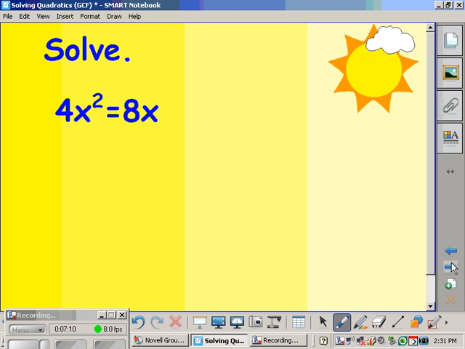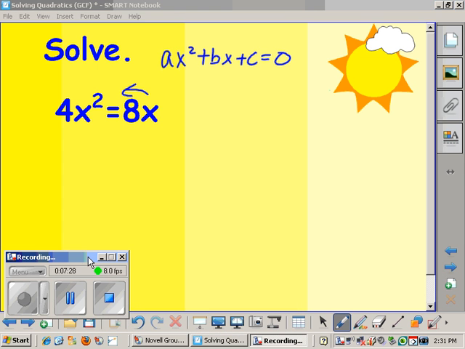In our next problem, we have 4x squared equals 8x. We want to write this in standard form, which would be ax squared plus bx plus c equals 0. So in other words, all of our terms need to be on the left side of the equal sign. So we need to move this over there.